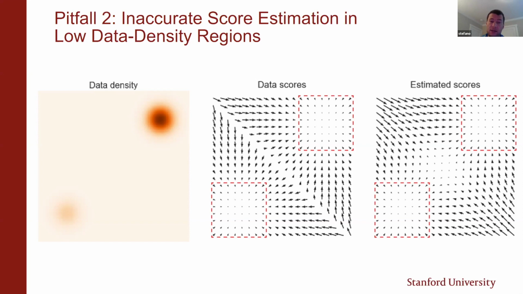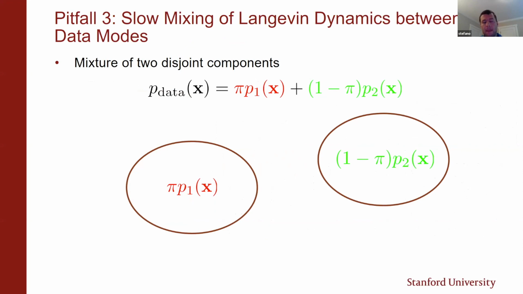The third issue is that Langevin dynamics might not necessarily mix, or it might take forever to mix. You can kind of see it from this toy example here. Let's say that the data density is a mixture of two distributions with disjoint supports. So we have P1 here, this is the support of P1, and then P2 is up here, and this is the support of P2. And let's say that we have a mixture of these two with weight pi. So we have pi P1 and 1 minus pi P2.